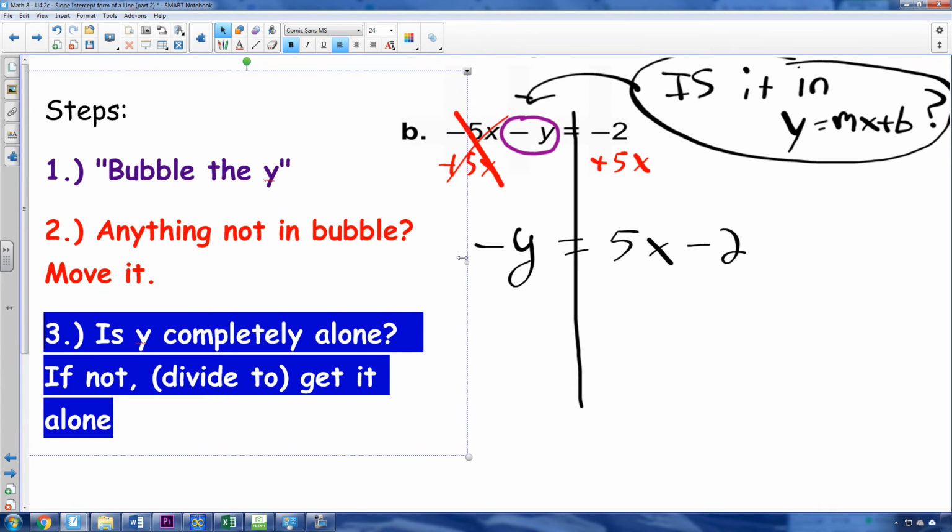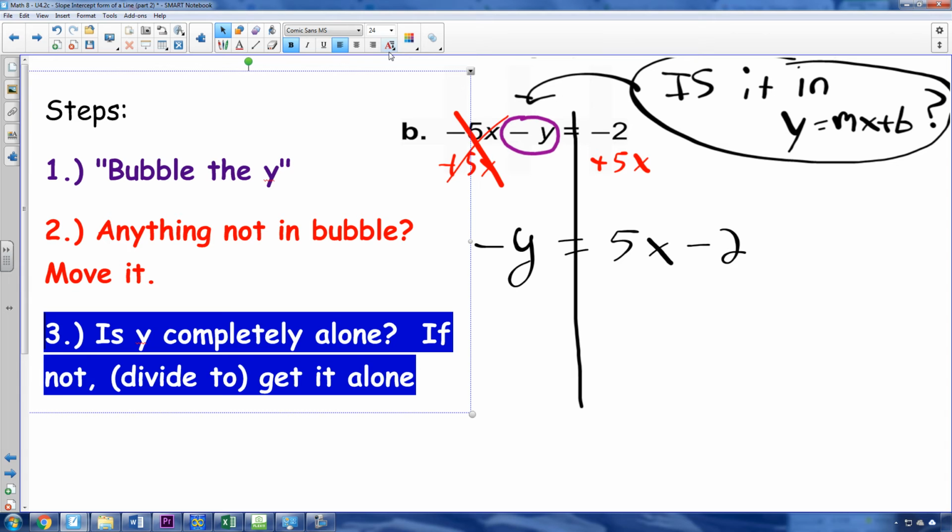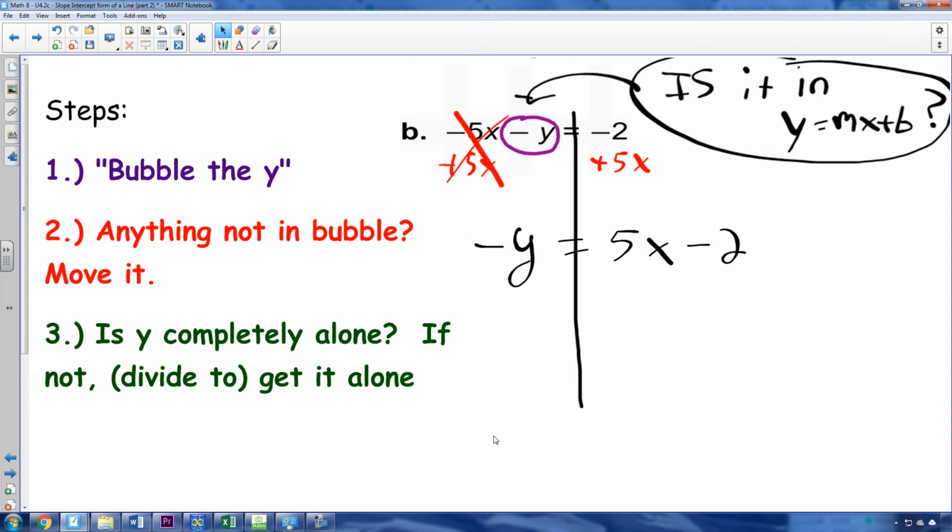Okay. Is y completely alone? Can you answer that question for me, please? No. So, okay, who says yes and why? Who says no and why? So who wants to jump in? Hannah? I say yes because it's on the other side of the equals. Okay, I hear that. Lily? I say no because there's a negative sign next to it.